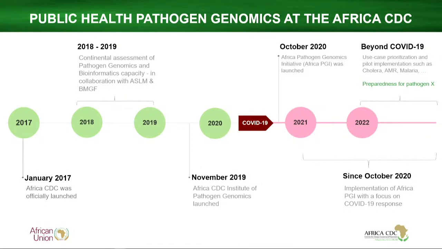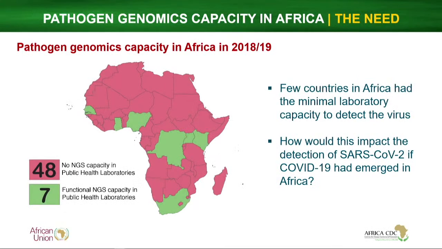So we are working on responding to the pandemic, as well as with a view of building health system, building pathogen genomics and bioinformatics ecosystem in the continent to respond to future health threats. So this is a map that I would like all of you to see. There are only 7 countries in 2018-2019 that had public health genomics capacity in their institutions. So most of African countries didn't have this capacity. This is the result of our assessment.